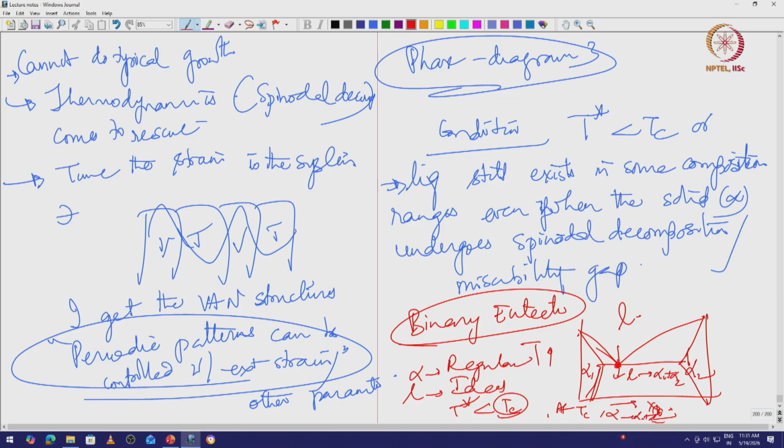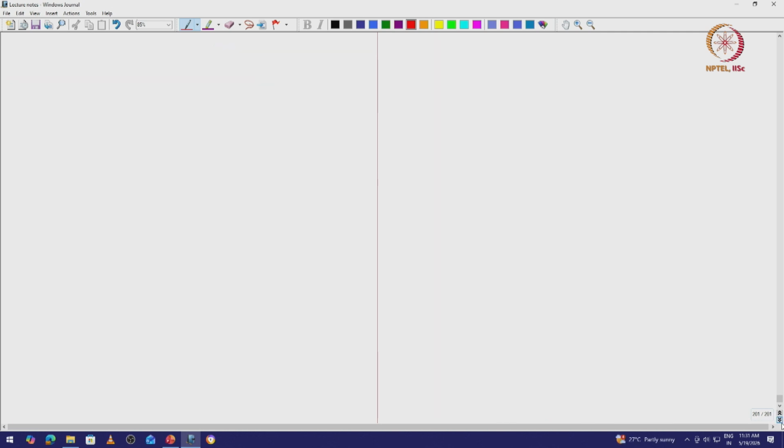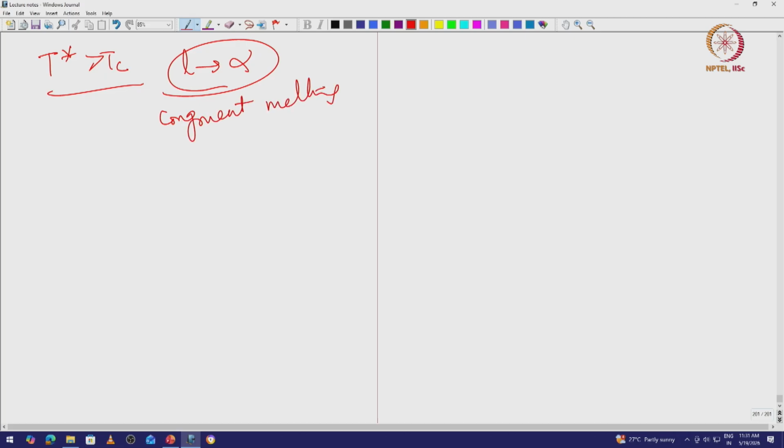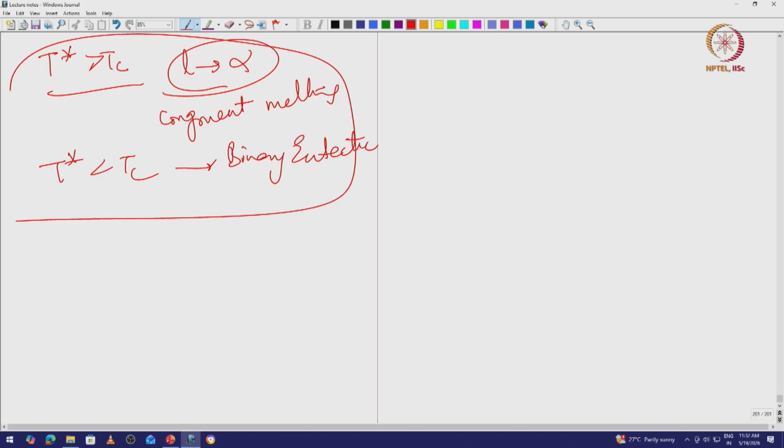You can just follow the slide that I showed and understand in detail how this phase diagram is formed. Whereas if T star is greater than Tc, then liquid gives rise to alpha. This is just a congruent melting problem. If T star is less than Tc, I have a binary eutectic. All right, very good.